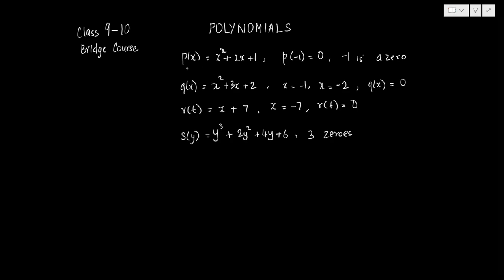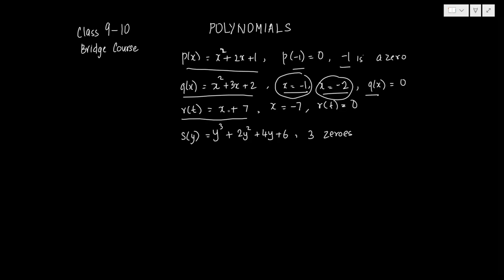In the previous example, if you remember, we substituted minus 1 for x and p of x is 0. So minus 1 is a 0 of that polynomial. Let us take another polynomial, x squared plus 3x plus 2. If you substitute x is equal to minus 1 or x is equal to minus 2, q of x will be 0. That means this polynomial has two zeros.